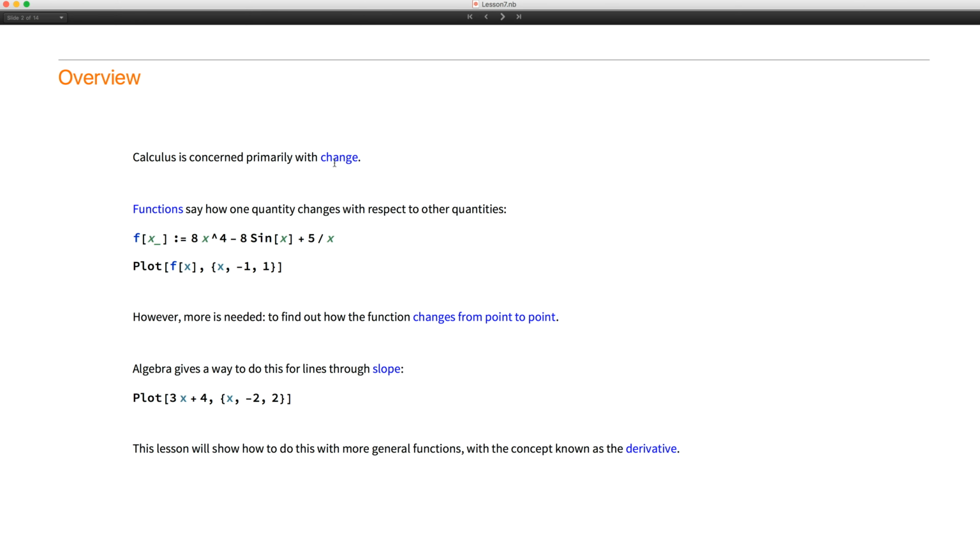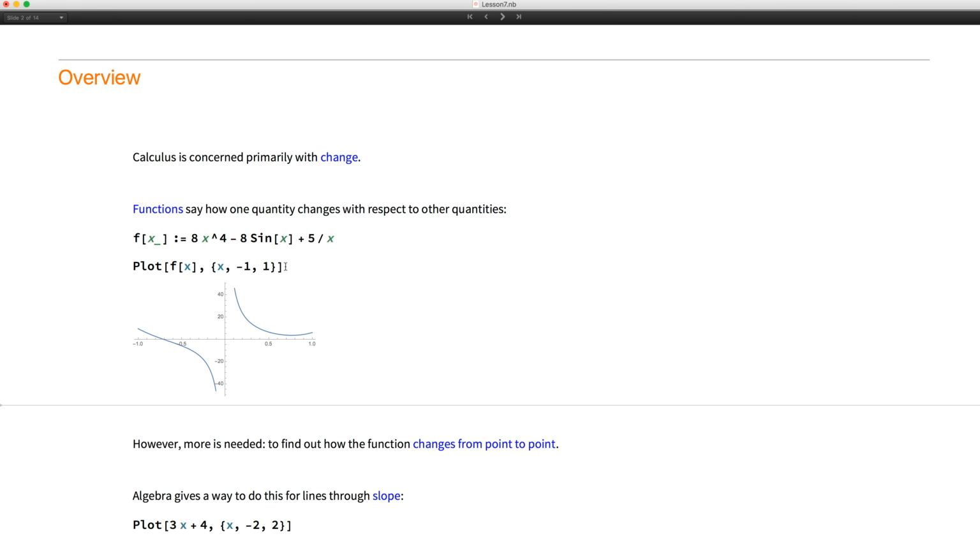So at the start, we said that calculus is the science of change. So the primary goal of calculus is to study change. Now, there's one way to study change, and that's to use functions. Functions tell us how one quantity changes with respect to other quantities. So for example, here's a function which relates x to f of x or y, and that's the plot of the function. That tells you how y changes with respect to x.